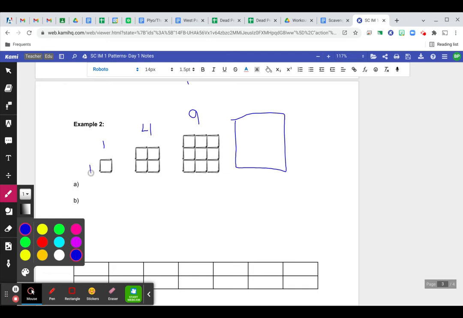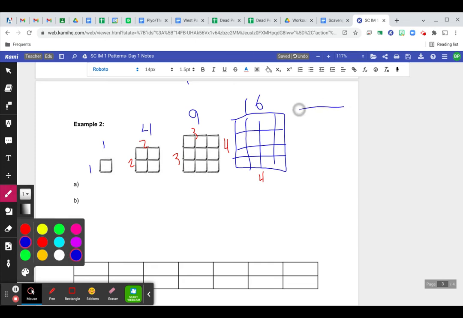So this is a 1 by 1. This is a 2 by 2, right? This is a 3 by 3. So I think the next one might be a 4 by 4. I think that makes sense, right? I'm just kind of basing that off of a pattern. So a 4 by 4. And if you count those up, that's going to be 16 total squares.